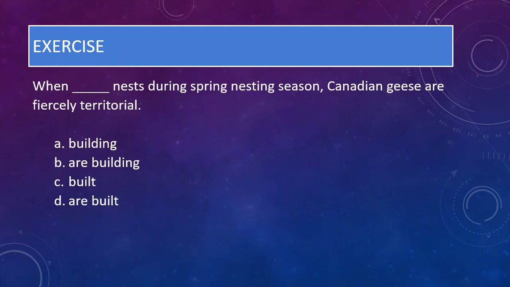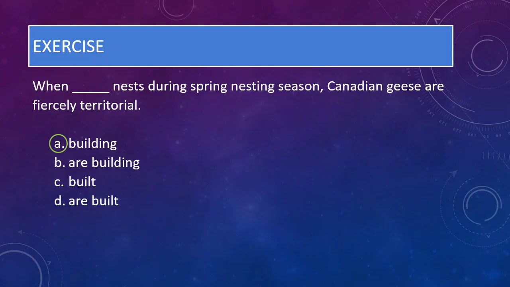A. Building. The correct answer. Because the sentence is in the form of an active sentence, after the adverb clause connector should be followed by verb ing. When building nests during spring nesting season.